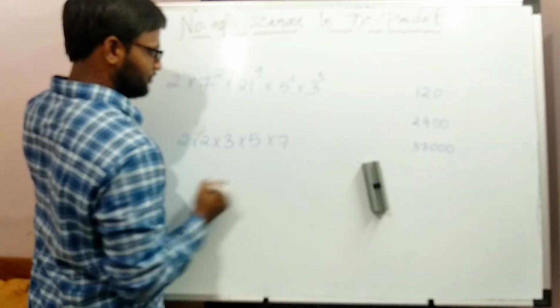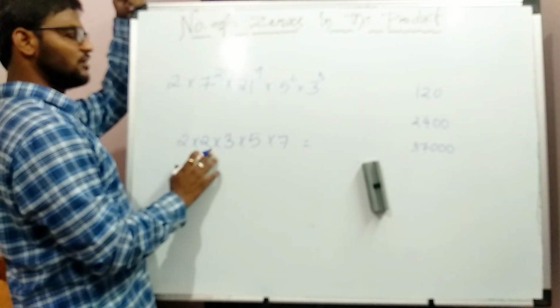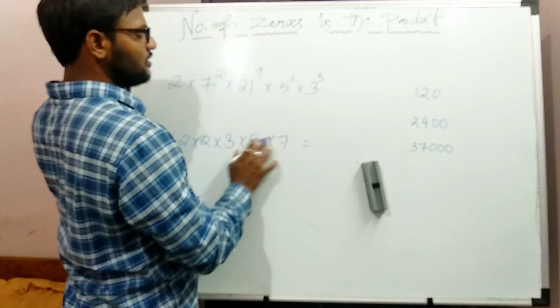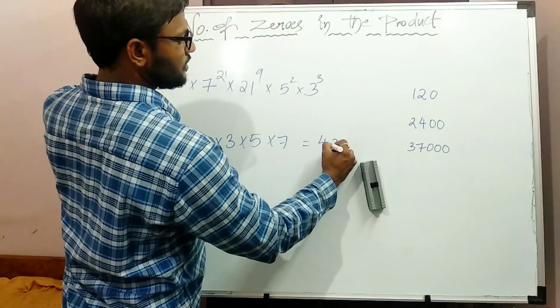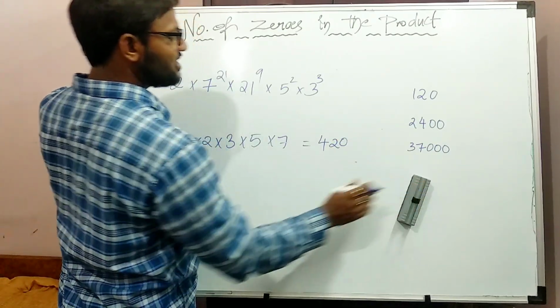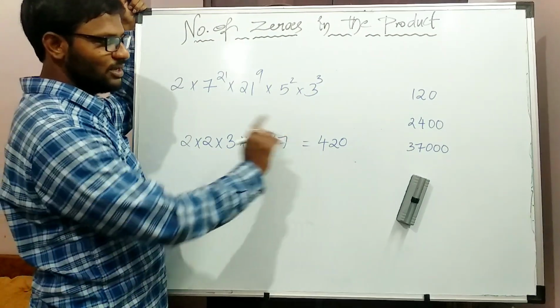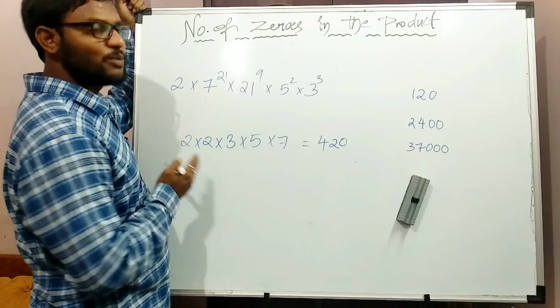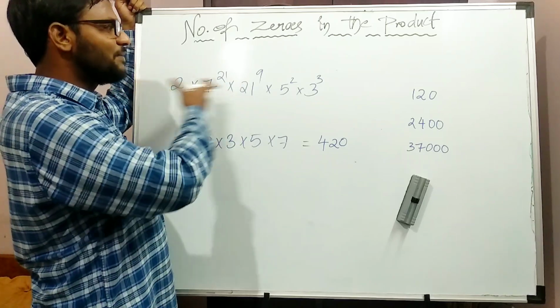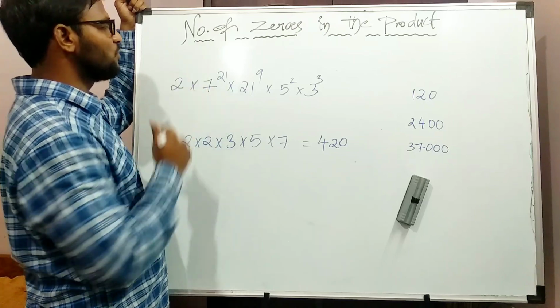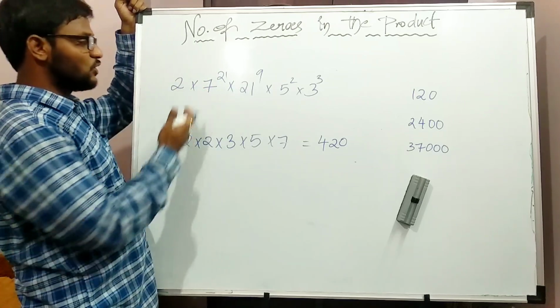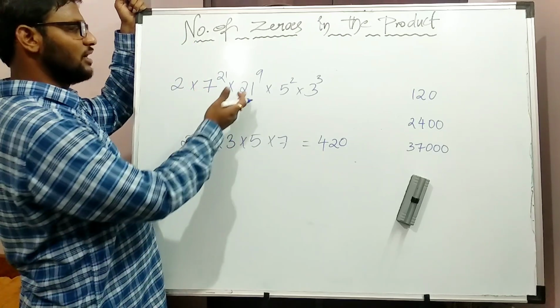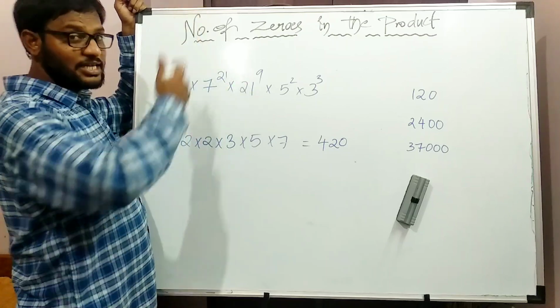I will take one example. 2 into 2 into 3 into 5 into 7. What is the product? 2 4s are 4, 4 3s are 12, 12 5s are 60, and 420. So this product 420 is ending with how many zeros? Only 1 zero. But to find the number of zeros in this product, is it possible to multiply all these numbers? 7 to the power of 21 is a larger number. We have to multiply this 7, 21 times. And here we have to multiply 21, 9 times.